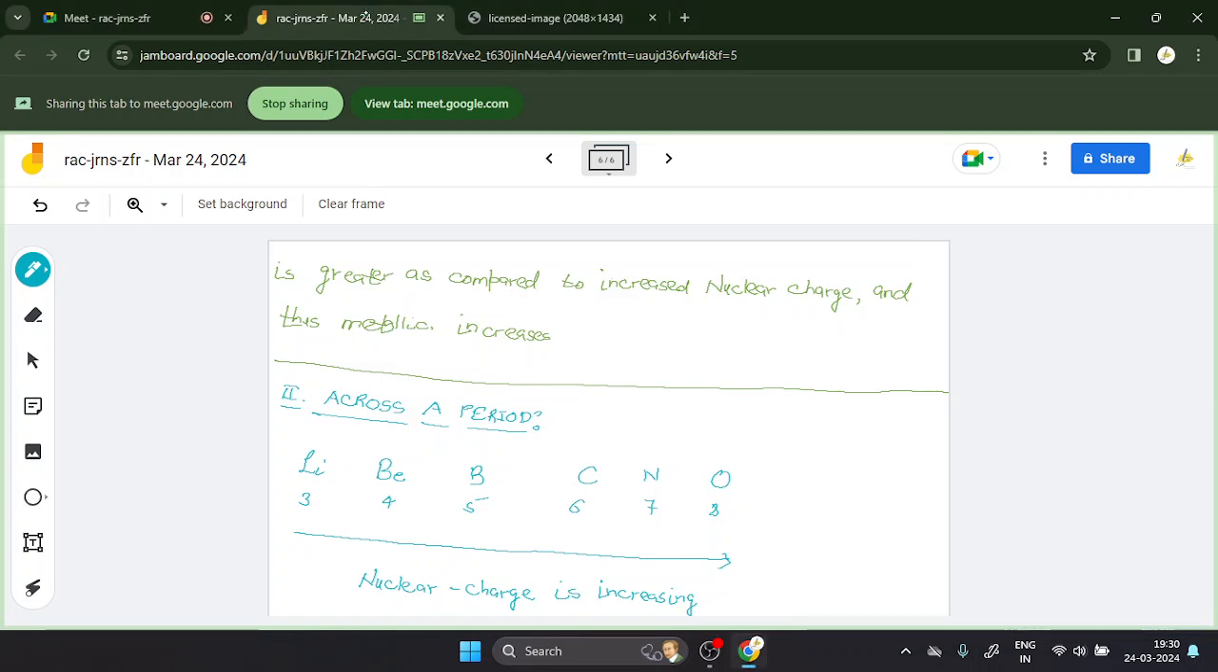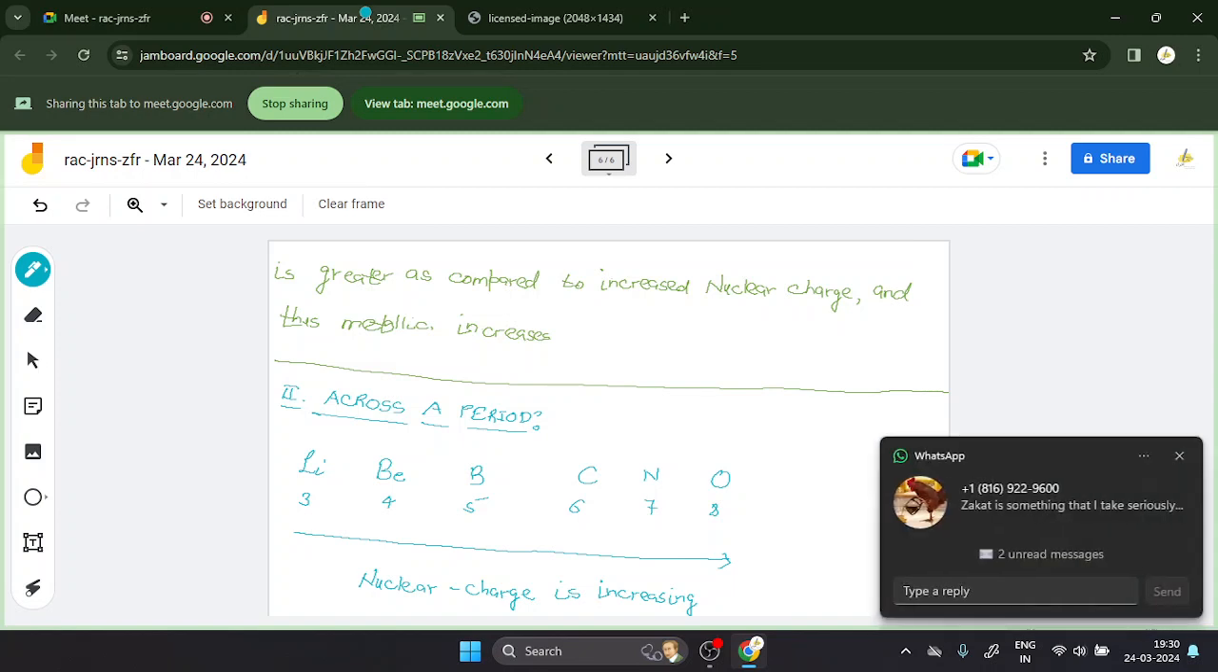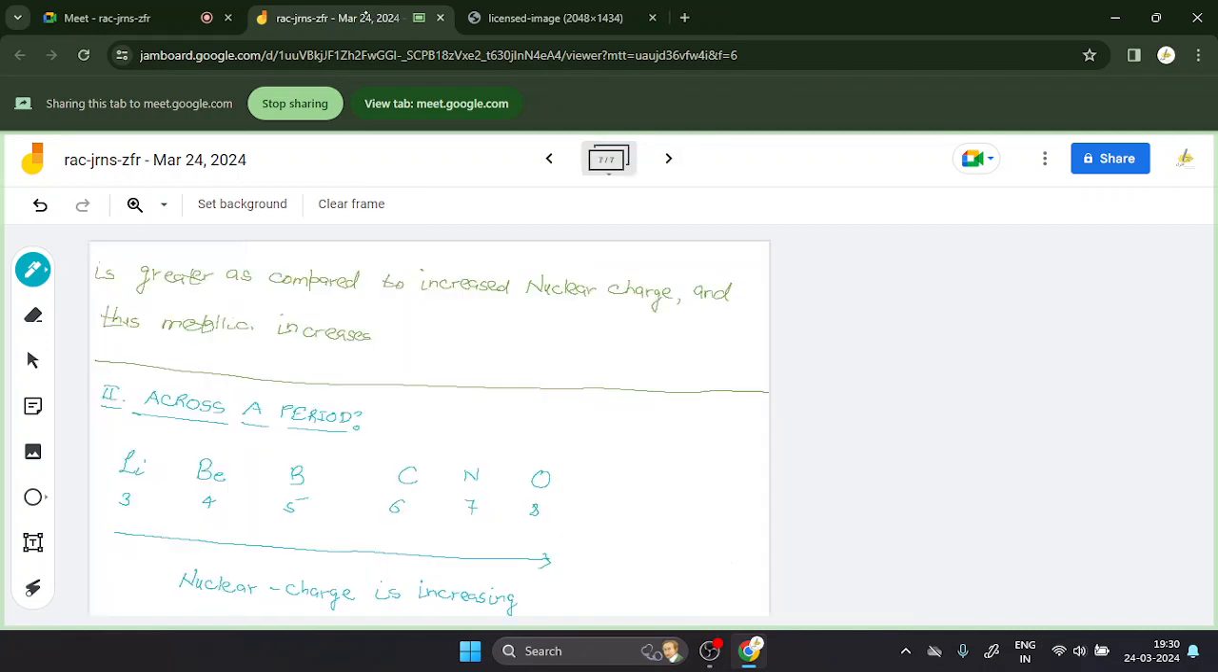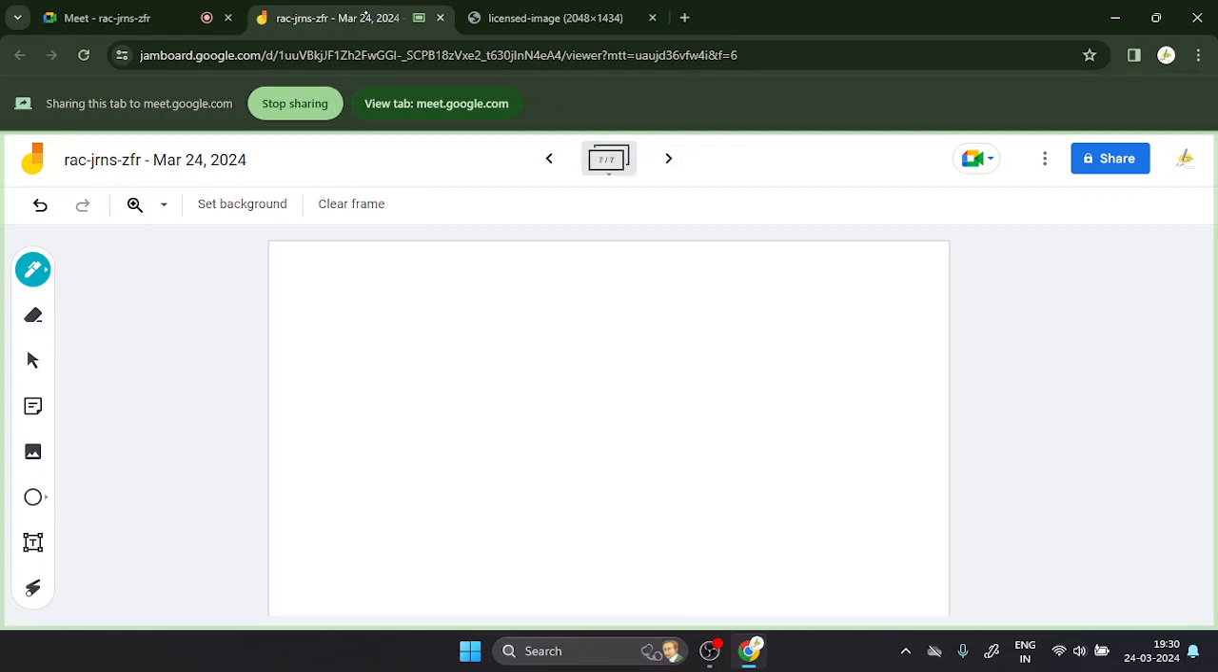The metallic character decreases. Very good. The metallic character will decrease. Understood what I'm trying to say? Okay, so basically what will happen when we go across the period? Across the period the metallic nature will decrease, from left to right.